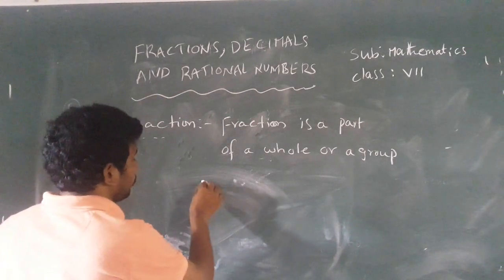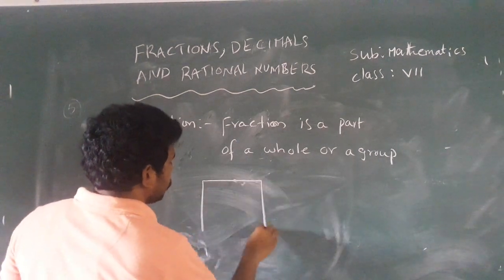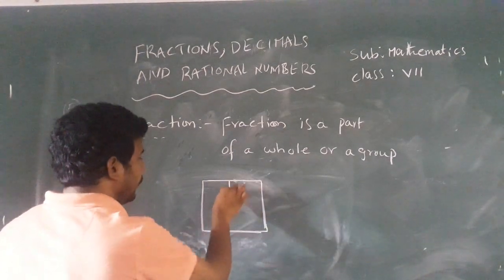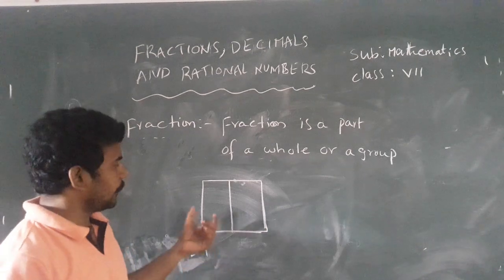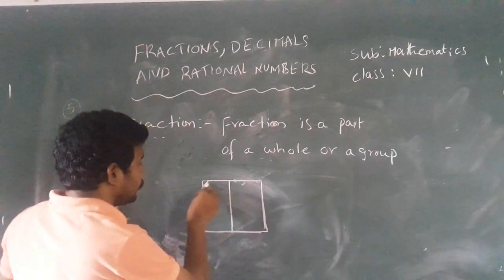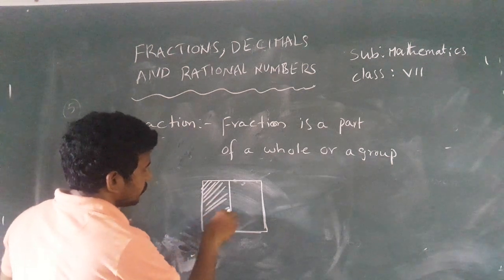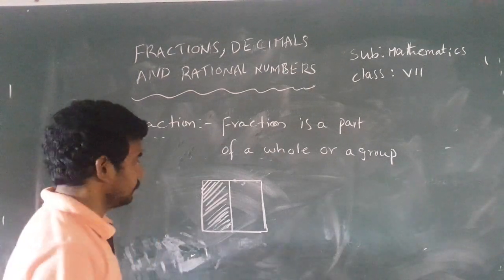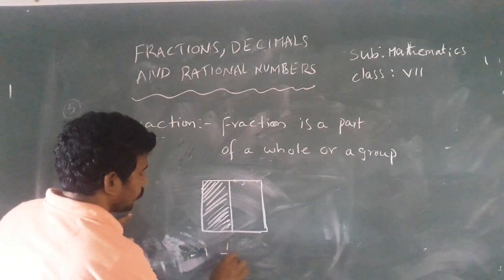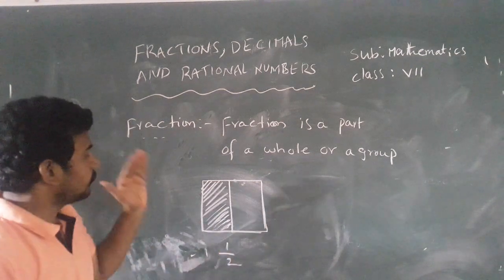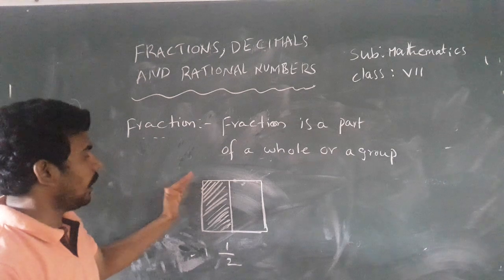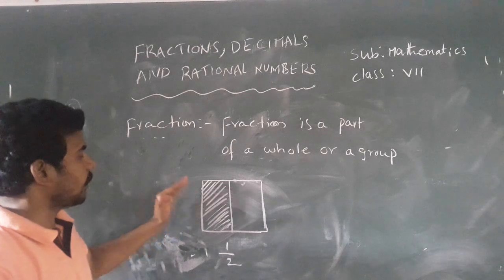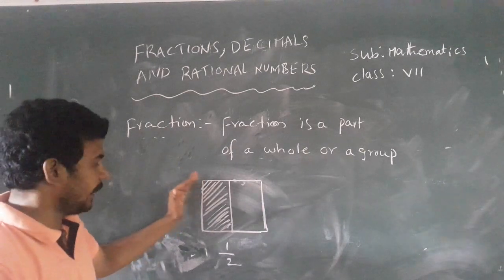So first you take one square box. This is the one square. You divide it into two equal parts. After that, you shade this part. Now we have to write it as a fraction. The fraction is 1 by 2. So 1 by 2 means the fraction of the shaded part of the square is equal to 1 by 2.